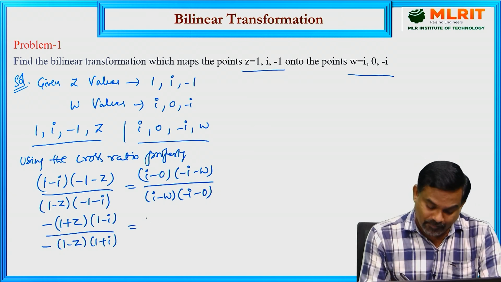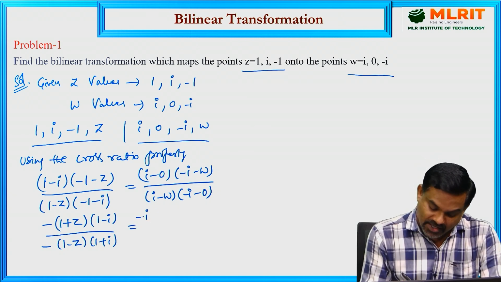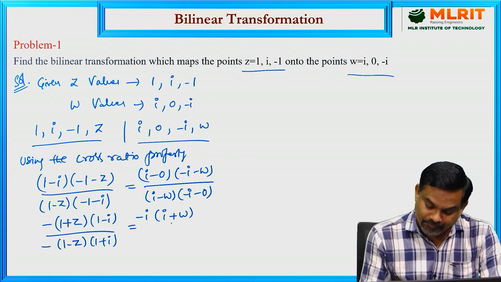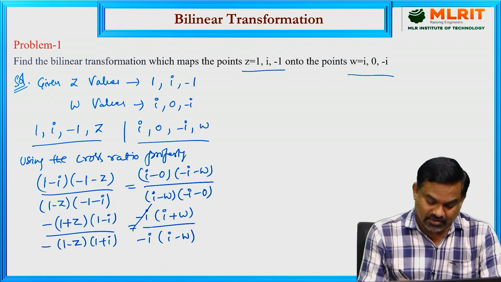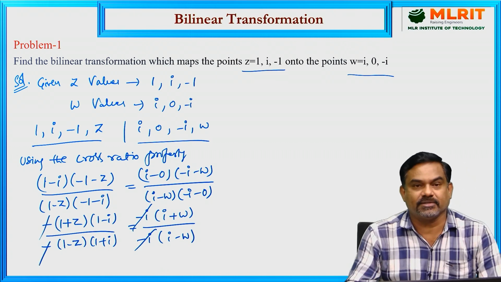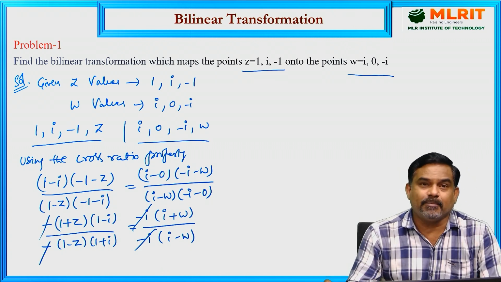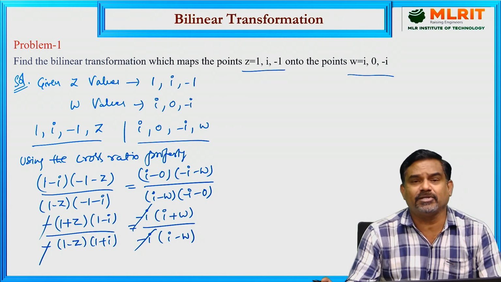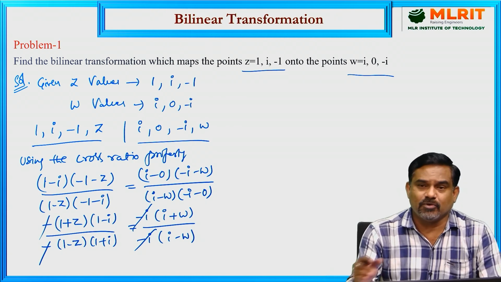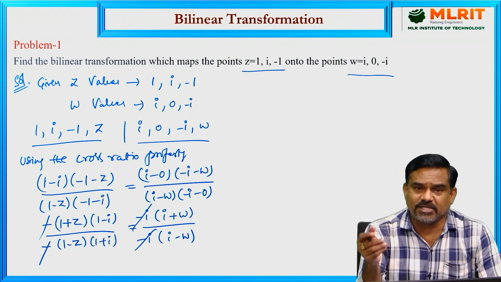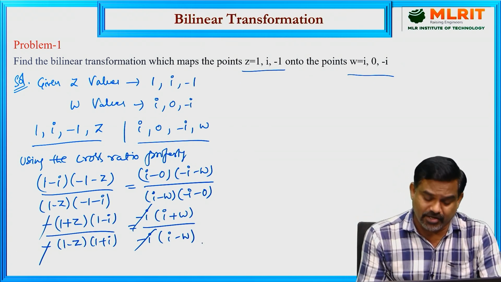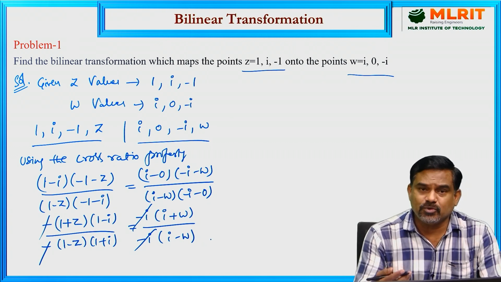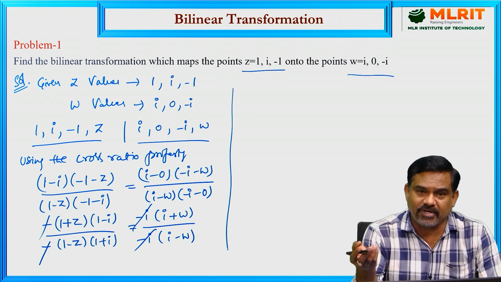This is equal to i into, again here we can take minus common, (i + w) by minus i into (i − w). So here these two get cancelled, these two get cancelled. And we need to find the bilinear transformation, that means a transformation in the form of w = (az + b)/(cz + d), just now we discussed. So in that form we need to find. So here we have w in both numerator and denominator. So that's why we can use the componendo and dividendo property, or else if there is any other way to simplify that, well and good.